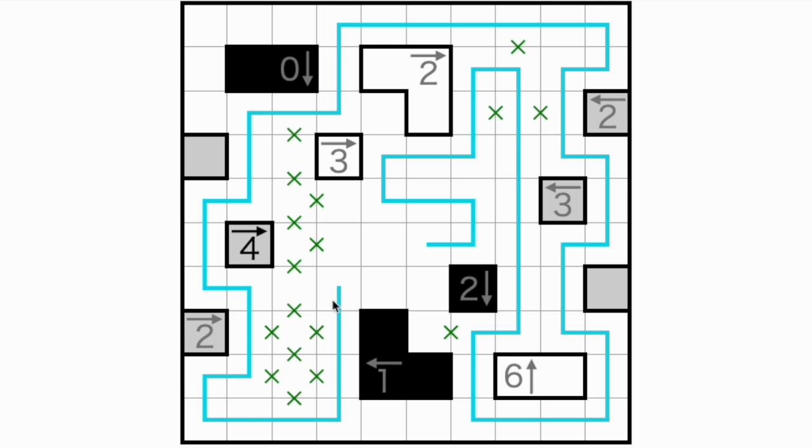And the only clue left is this 4. We've got 1, 2 accounted for, and only 2 candidates left. So those are both part of the loop. And all we have to do is come down here and close it. And that is how you solve a castle wall.